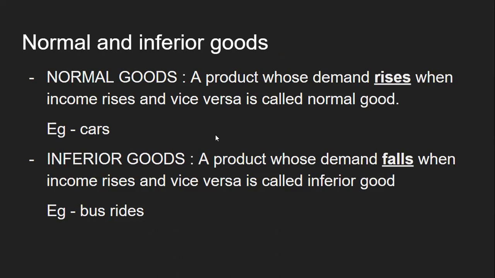Inferior goods. Inferior goods are those goods whose demand falls when income rises, and vice versa. For example, bus rides. As income increases, people would love to travel by cars rather than bus rides. Therefore, there is a decrease in the demand for bus rides.